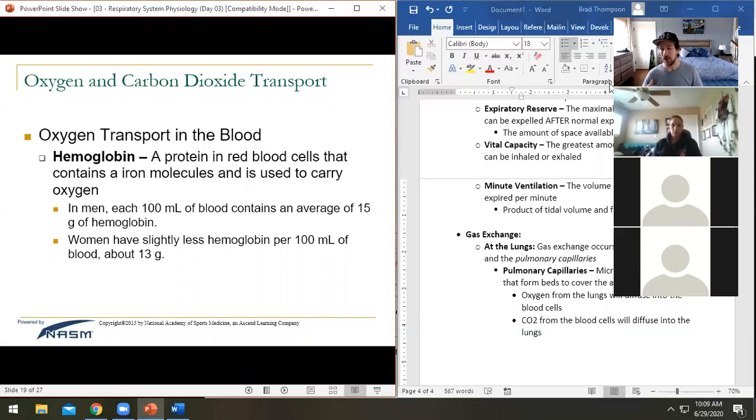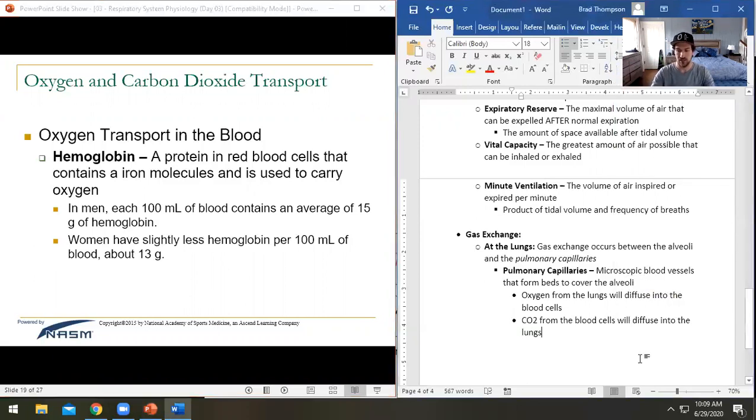So, I've been talking about delivering oxygen all freaking day. How do we actually get oxygen onto our blood cells? We know that blood is what carries oxygen throughout the body. How does that actually happen? Well, your blood cells have a special protein in them, okay?